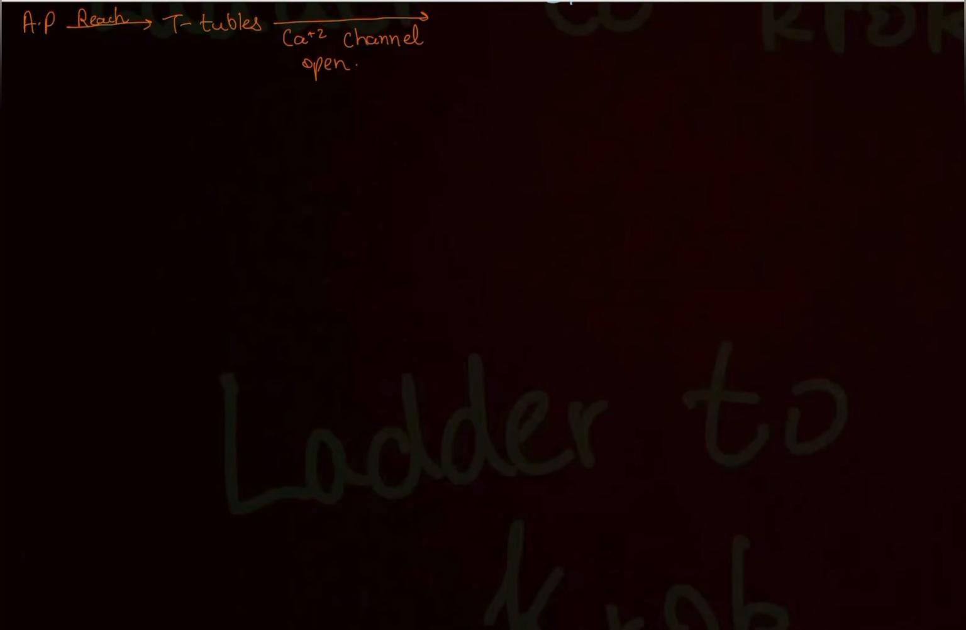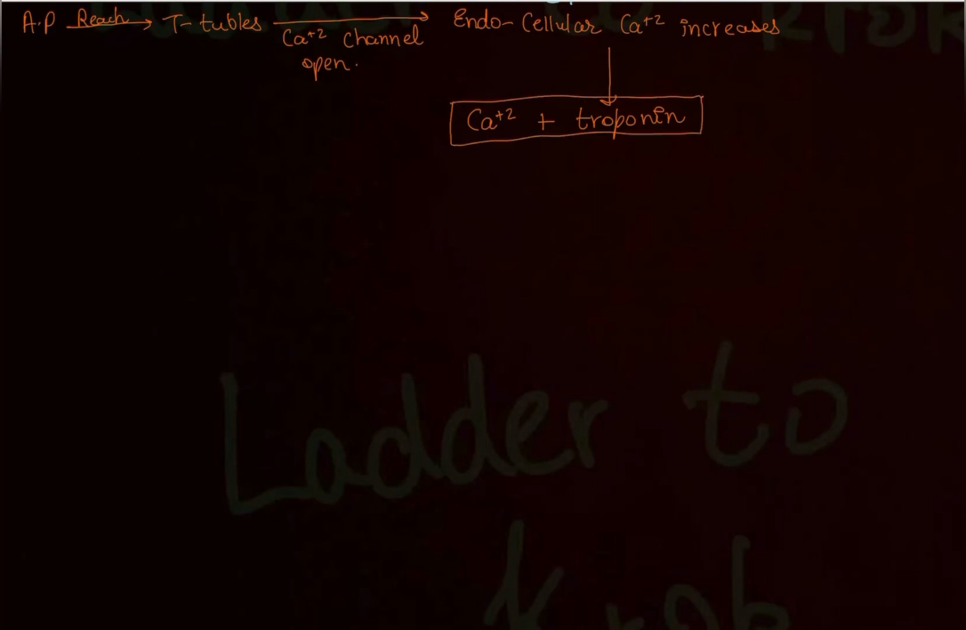Now endocellular calcium increases. From the longitudinal tubes the calcium will come out, and it will increase the endocellular calcium level. So calcium will bind to troponin.